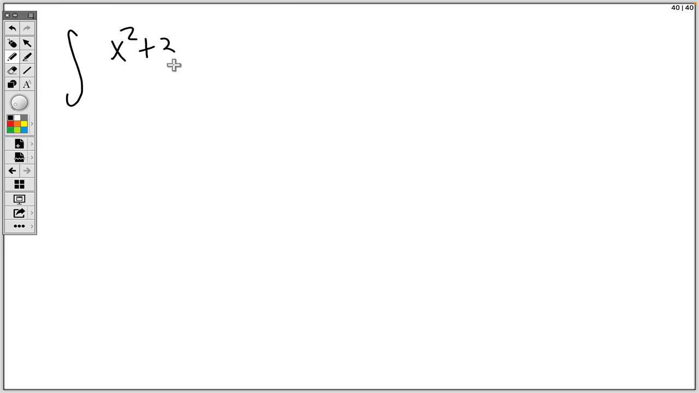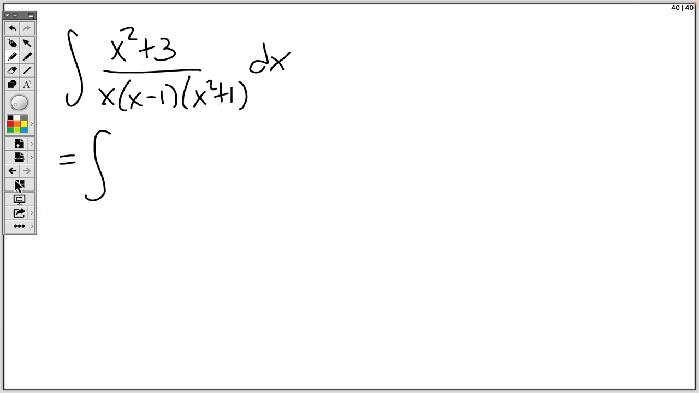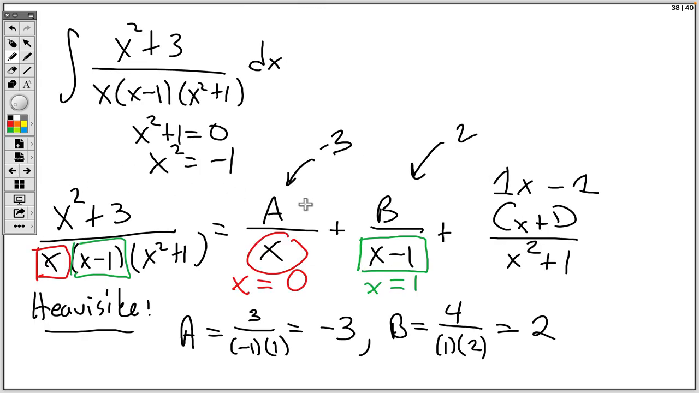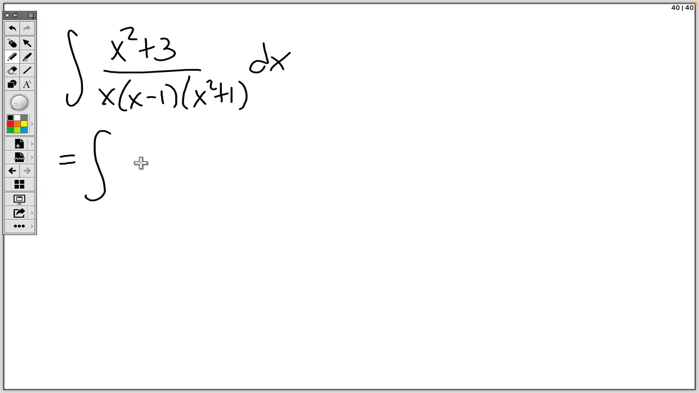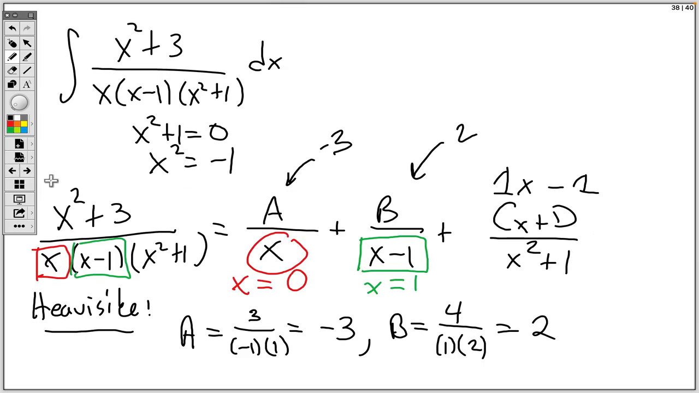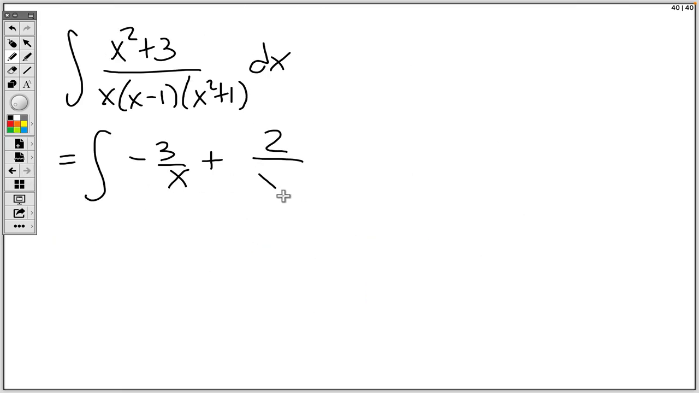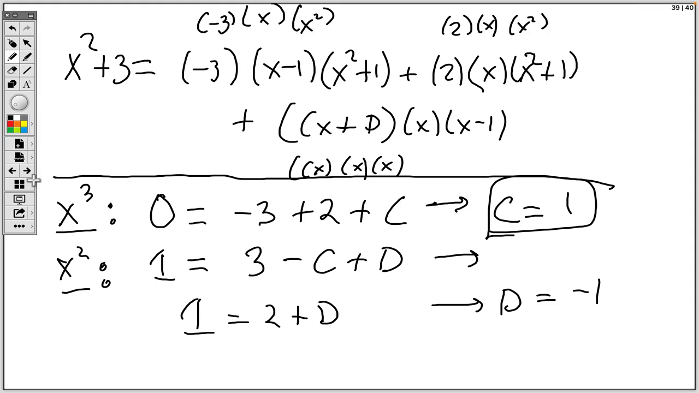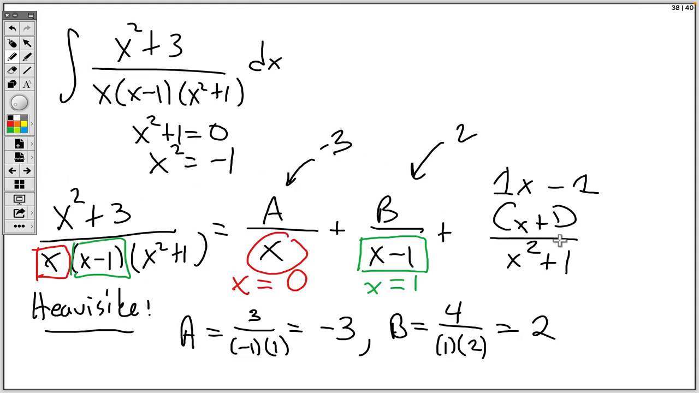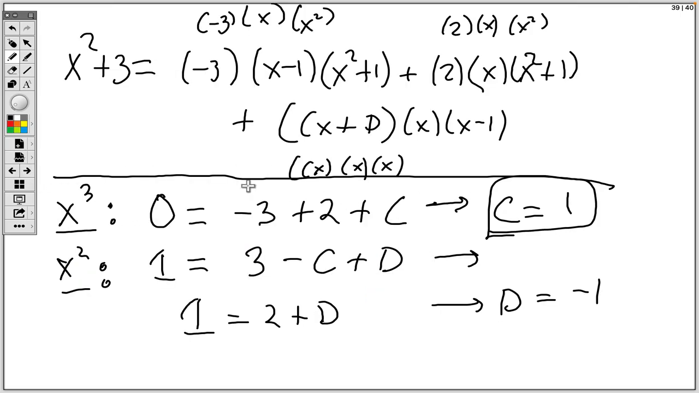The integral of x squared plus 3 over x times x minus 1 times x squared plus 1 dx equals the integral of a over x, which is negative 3 over x, so minus 3 over x, plus the b over x minus 1, but the b is 2, plus the cx plus the d, the cx is a 1x, so that'd be an x over x squared plus 1.